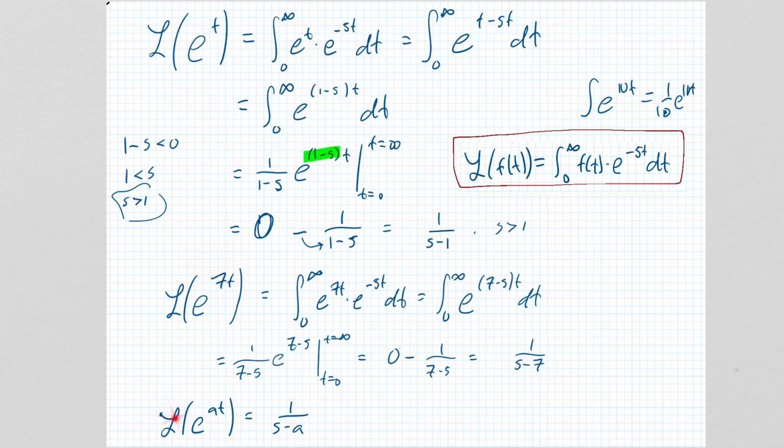So, last thing we're going to do is just use logic and figure out what the Laplace of e to the at is. Well, we can just change this 7 here over to an a. And what I'm going to get for the Laplace of e to the at is 1 over s minus a. And we always have to have this little restriction that s is bigger than a. We're going to use that a ton.